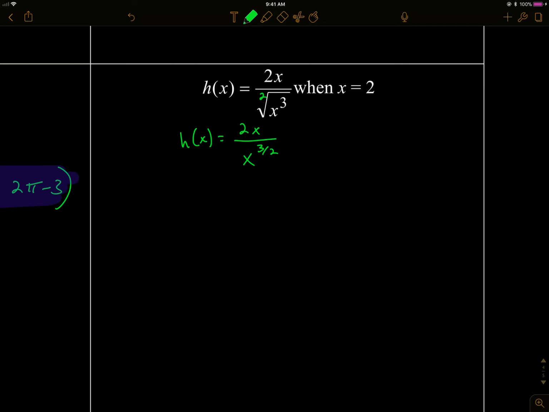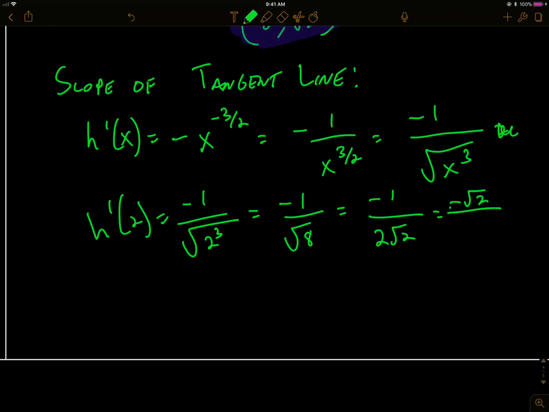Okay, so now I can plug my x value of 2 into the derivative. So I get negative 1 over the square root of 2 cubed. I get negative 1 over the square root of 8. We know that square root of 8 is going to be 2 root 2. If I rationalize, I get negative root 2 over 4. So I don't know if that's any more simple, but we could use that. That's the slope of the tangent line. Let me highlight that.